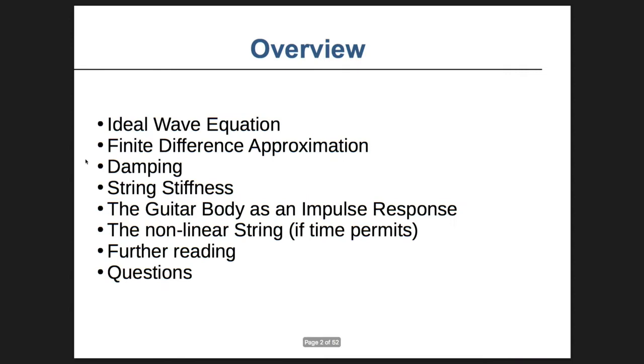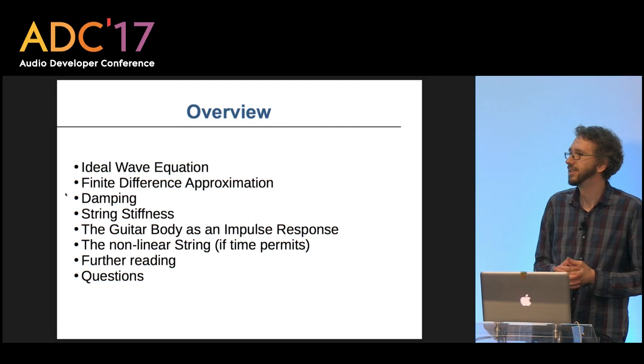So here's a quick overview. I'm going to start with the ideal wave equation. Then I'm going to use finite differences to solve this equation. I'm going to use damping on the strings, and stiffness on the guitar strings. I'm also going to talk about the body of the guitar, which of course is very important. If time permits, I'm also going to talk about nonlinear aspects of guitar strings. We'll see how far we can get. And then I can give you some hints for further reading if you get interested and want to learn more. And then we have some time for questions.